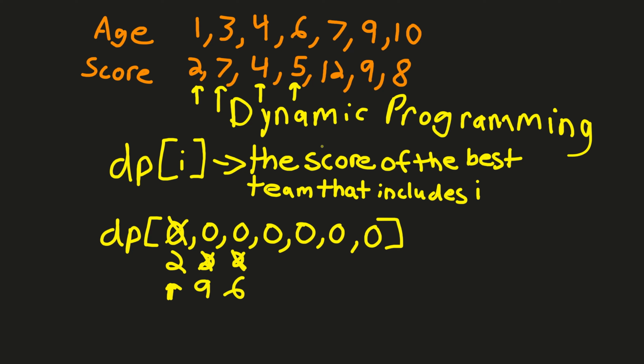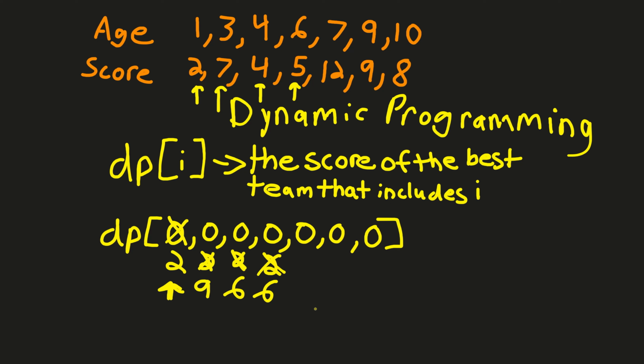So then we're going to look at 5. So let's look at 2. 2 is less than 5, so we can include that. So that means the best team that includes 2 has a score of 2. Then we're going to look at 7. 7 is not less than 5. Then we're going to look at 4. The best team that includes 4 has a total score of 6, which is better than 2, so we're going to change that to 6.